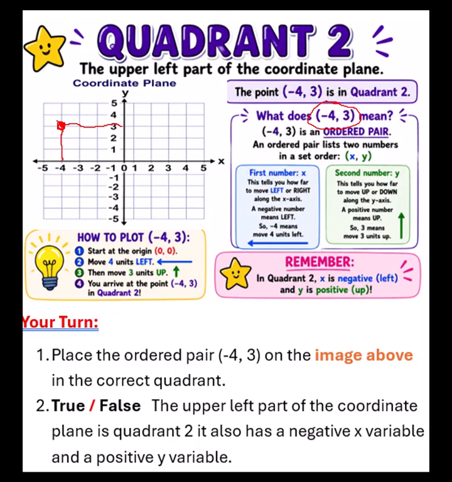Now let's move on to number 2. True or false? The upper left part of the coordinate plane is quadrant 2. It also has a negative x variable and a positive y variable. Is that true? For the x variable, was 4 negative? Yes. Now was y positive? Yes, 3 is positive. Excellent job. So this answer is also true. Excellent job.